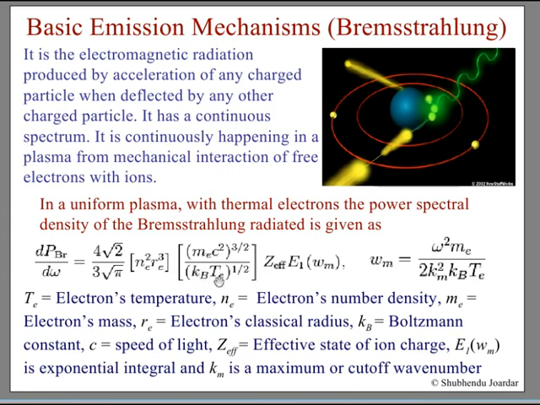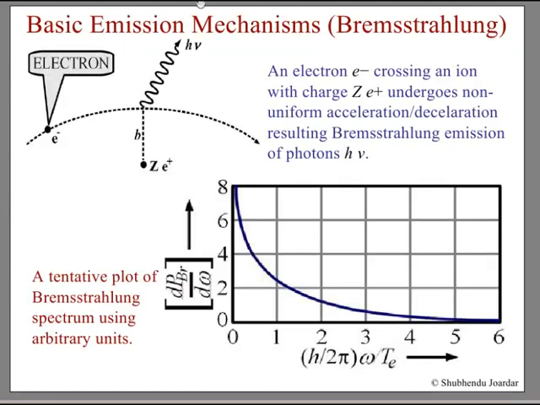Me is the mass of electron. Kb is the Boltzmann constant. Te is the electron's temperature, and Z effective is the effective state of ion charge. So what we are trying to find out from here is we may be able to show some kind of spectrum of this radiation. So here it is.